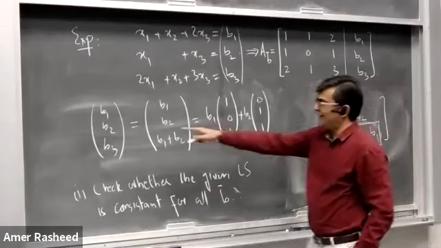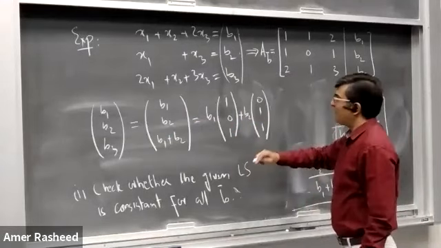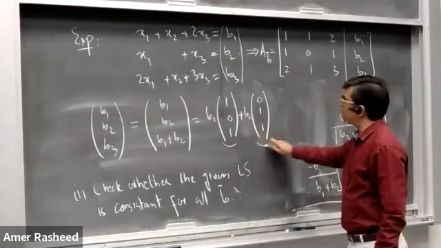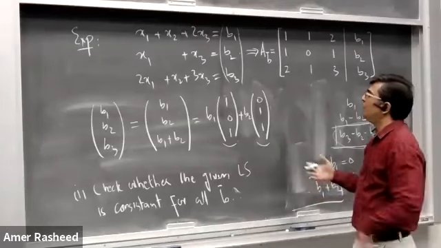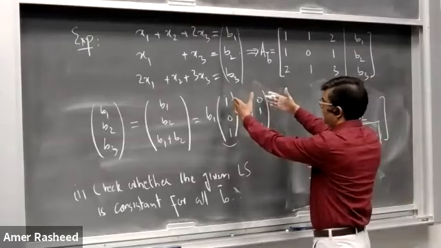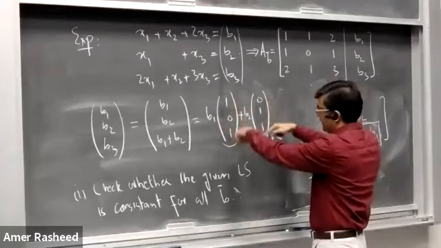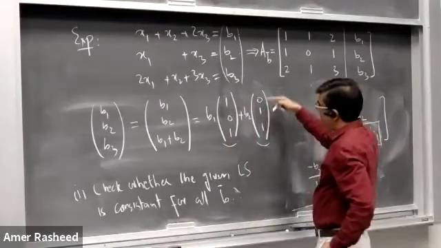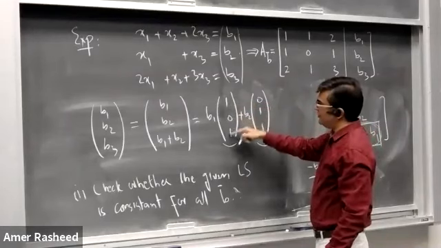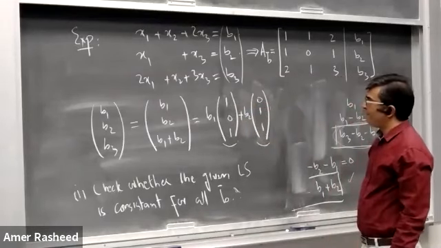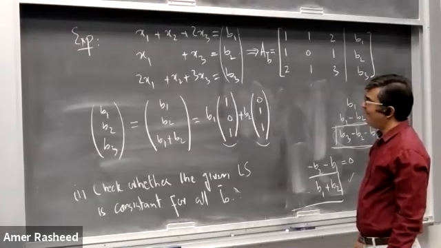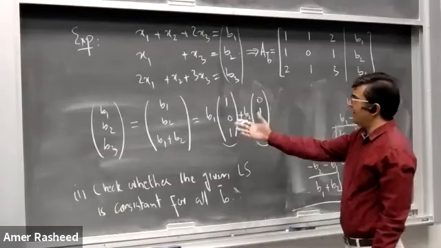Okay, it means that this vector B1, B2, B3 should be a linear combination, meaning a combination of the products and sum of these two vectors, 1, 0, 1 and 0, 1, 1. Okay, you can write that vector.